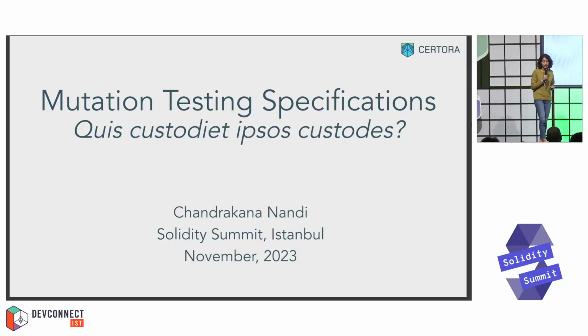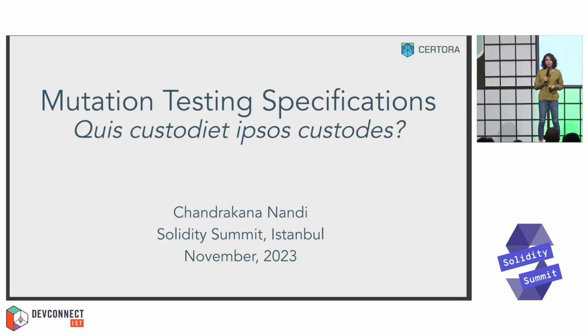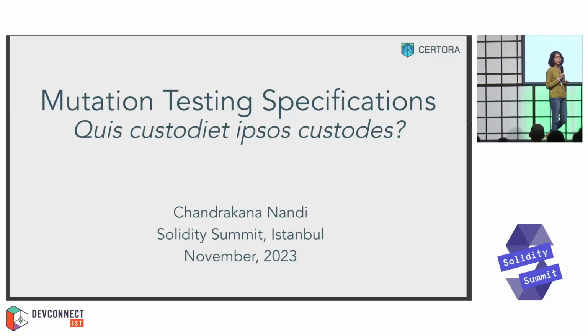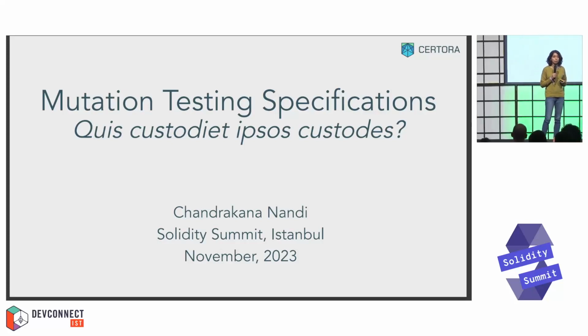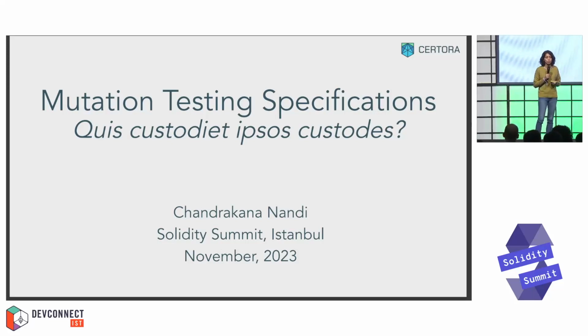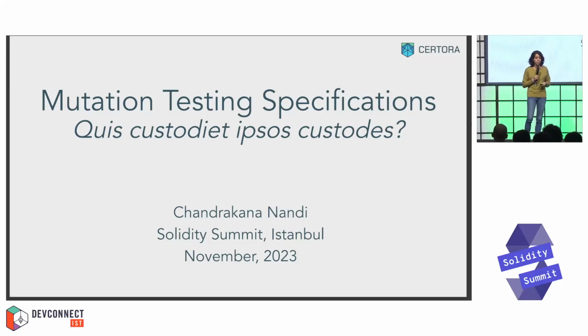My name is Chandra, and I work at Certora as a research scientist. Today I'm going to talk about mutation testing, which is a technique for systematically introducing bugs in your code so that you can evaluate and assess the quality of a specification or a test suite.